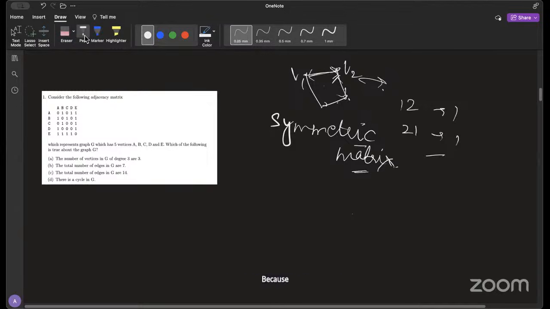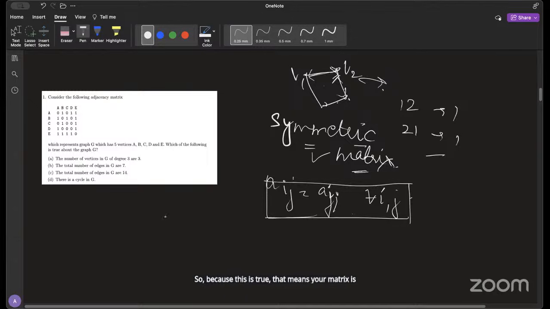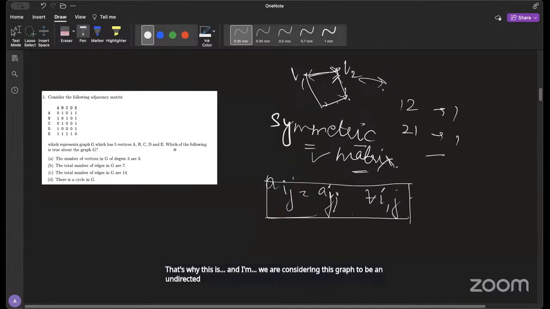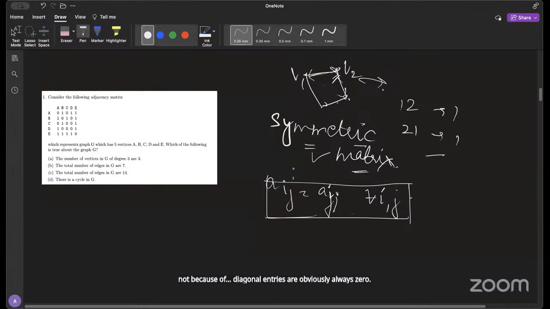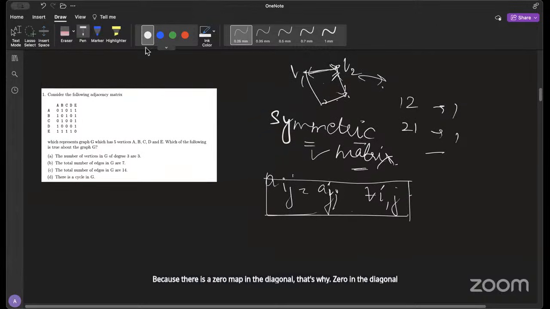Ma'am, is it because there is a zero in the diagonal? No, no, this is a symmetric matrix because the other elements are such that Aij is the same as Aji for all i, j. Because this is true, your matrix is a symmetric matrix. That's why we are considering this graph to be an undirected graph. Not because of the diagonal entries, which are obviously always zero. In a directed one also it's zero.